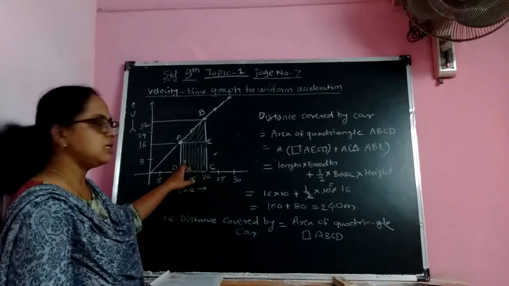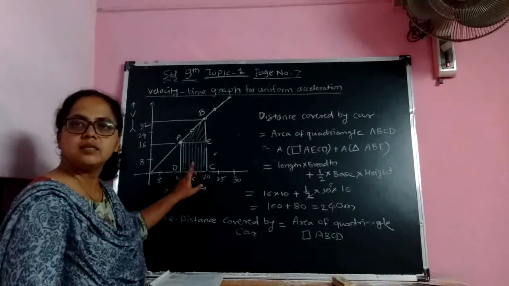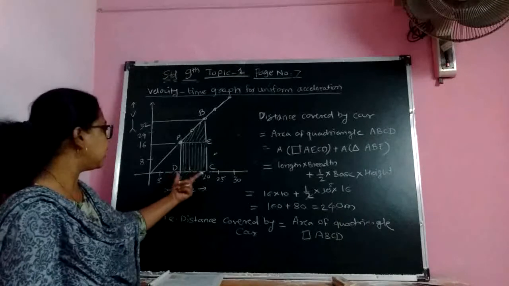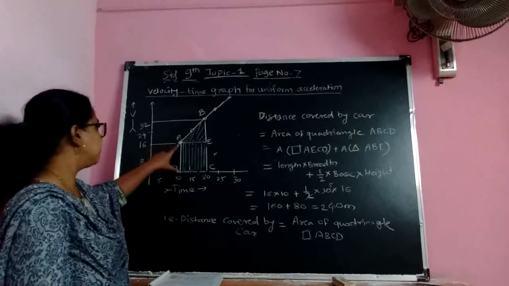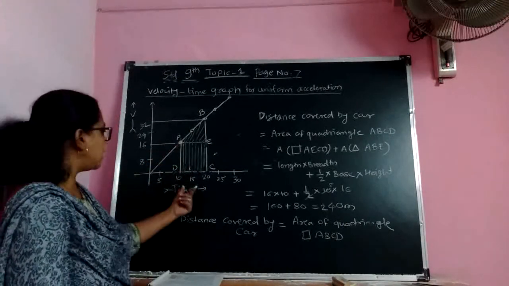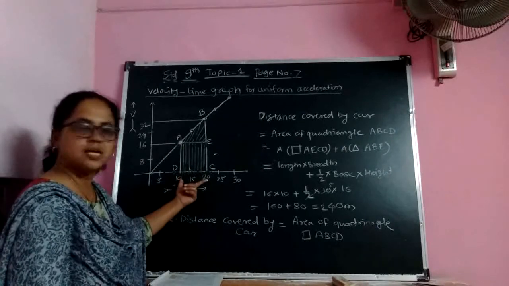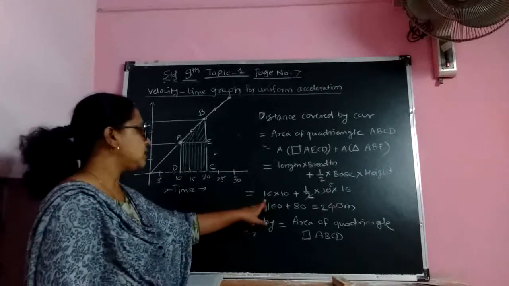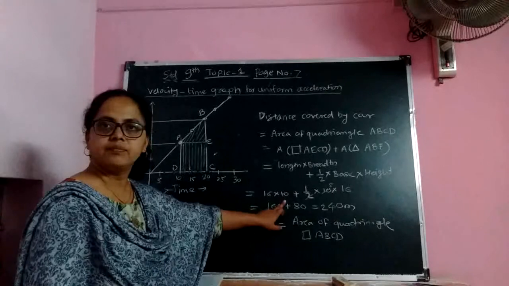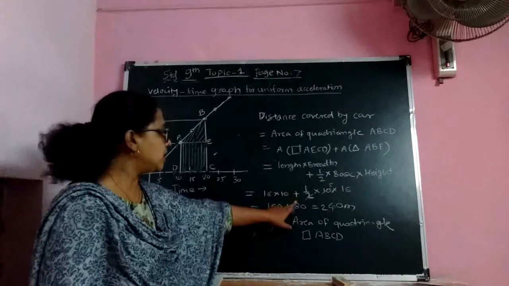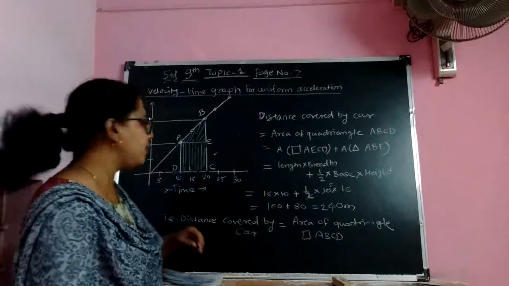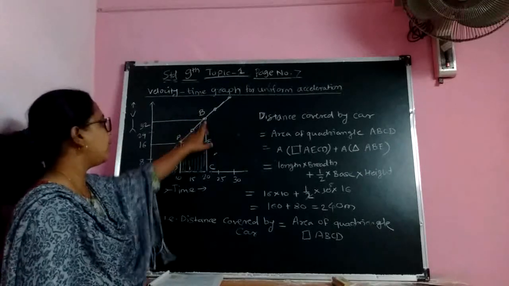Then how to find out the area of the rectangle? Length into breadth. Here, you can take the length as 16, and the breadth as 20 minus 10, that is 10. So 16 into 10 is the area of the rectangle, plus the area of triangle ABE.